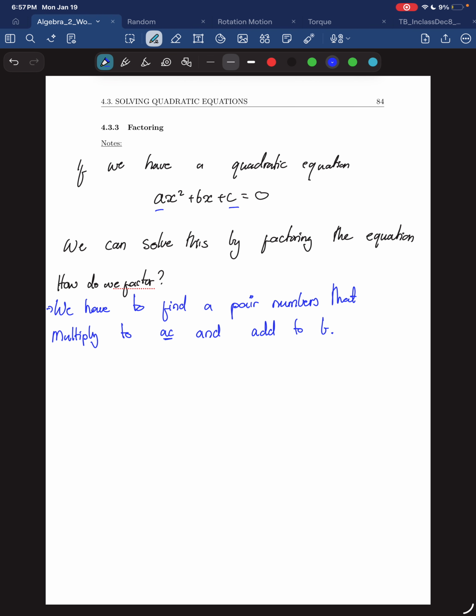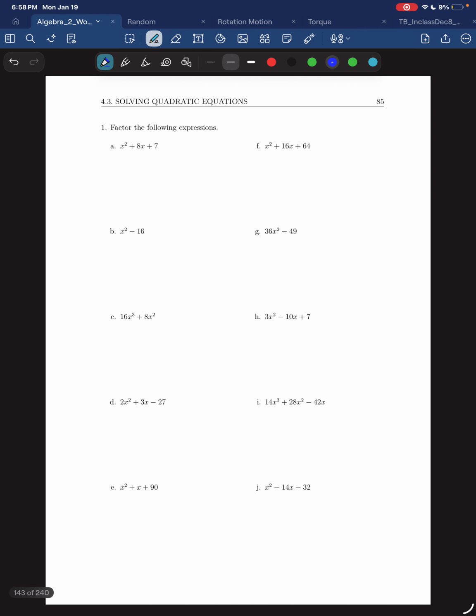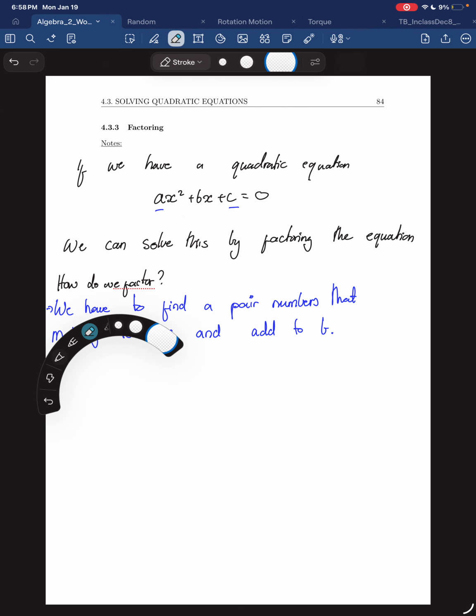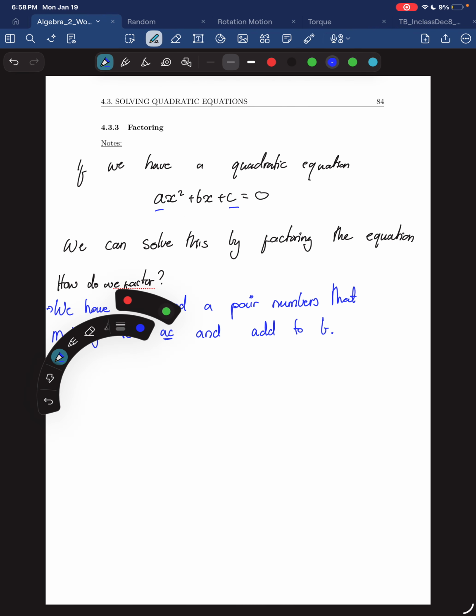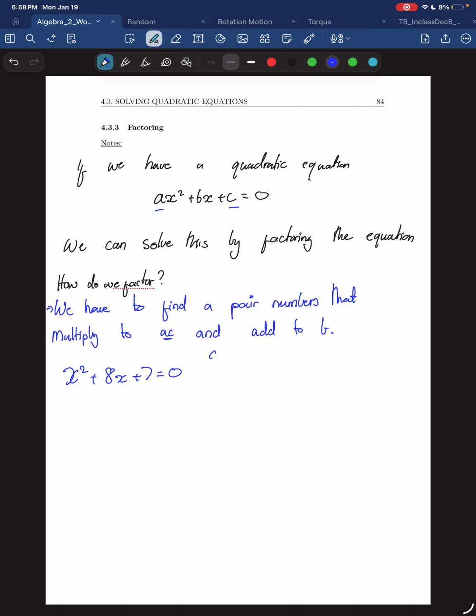Now let me give you an example, and that's where I'll show you what we do with the numbers that we find. If we have x squared plus 8x plus 7 equals 0, my first step in all of these would be to get A. My A is 1, my B is 8, and my C is 7. That was my first step in solving any quadratic equation in any form.